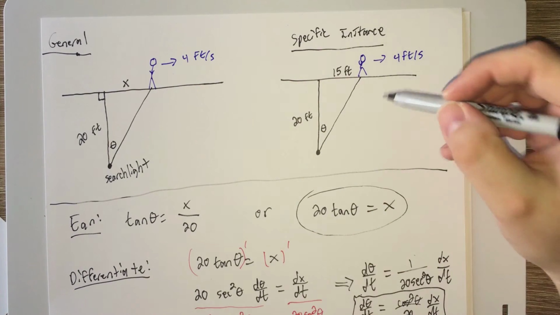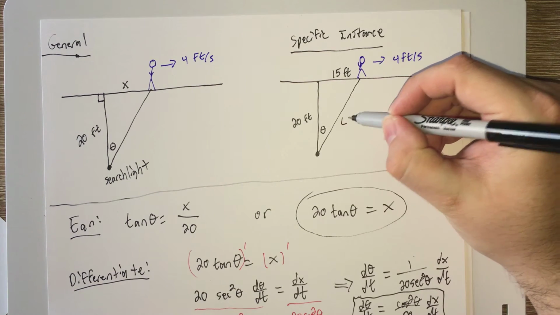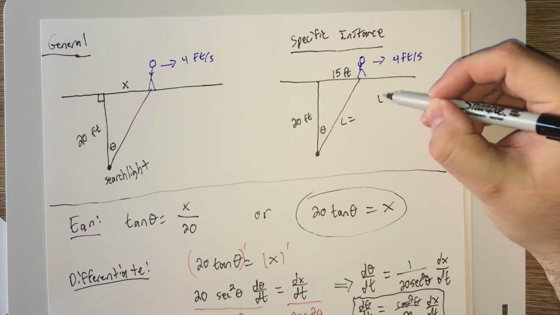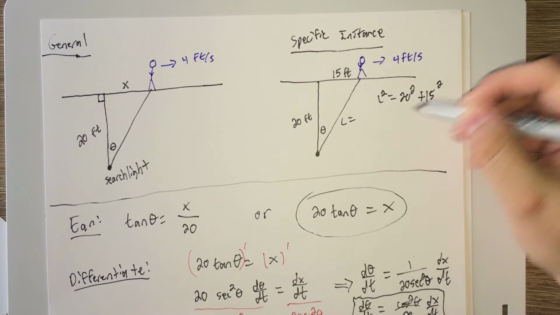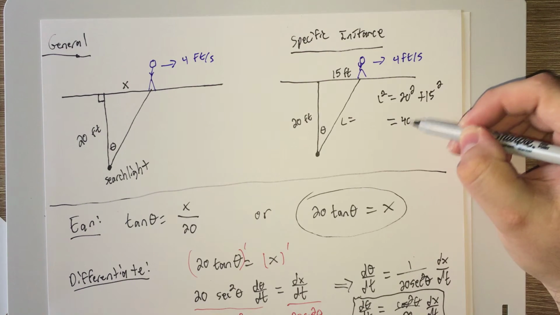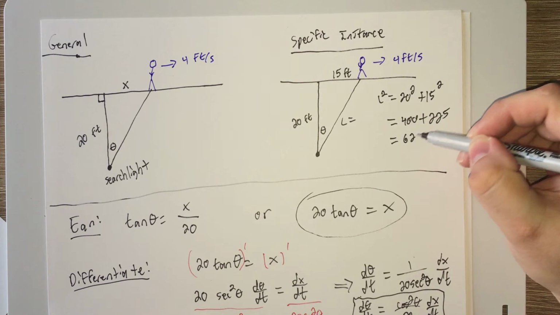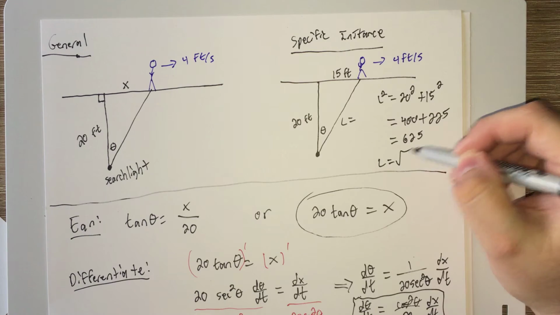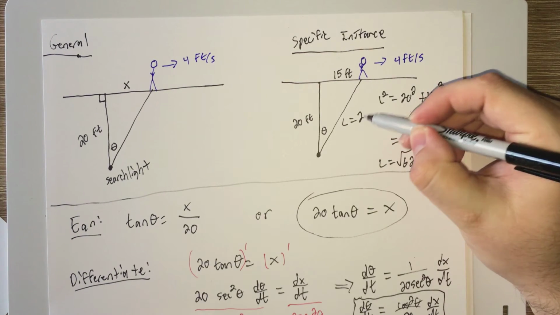You can figure that out by using the Pythagorean theorem. I'm going to get this side here. Let's call this length L. Then we'd have L squared equals 20 squared plus 15 squared, which is 400 plus 225, which is 625. So L is the square root of 625, which is 25. Okay, so this side is 25.